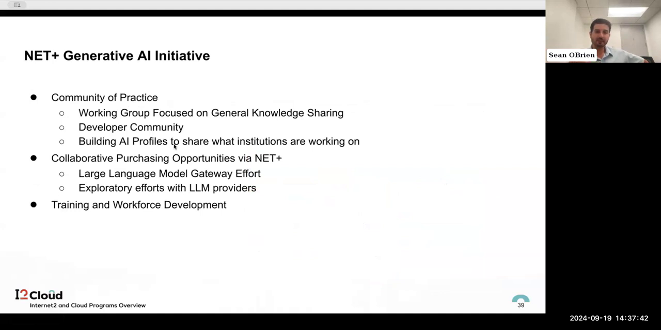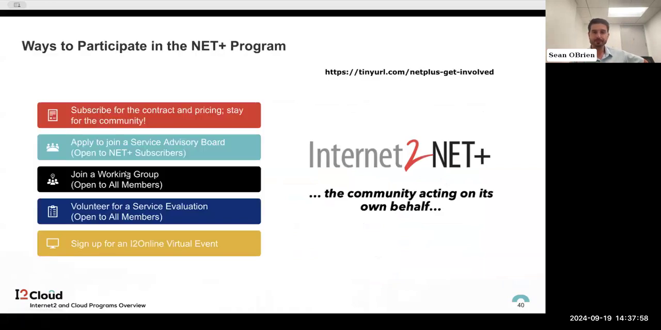We have a pretty active generative AI initiative right now, with a community of practice, some collaborative purchasing opportunities we're looking at, and then some of the training and workforce development aspects that we talked about earlier.